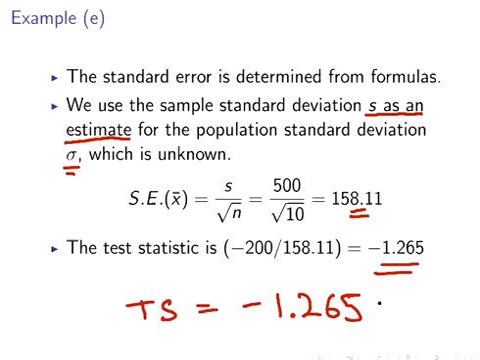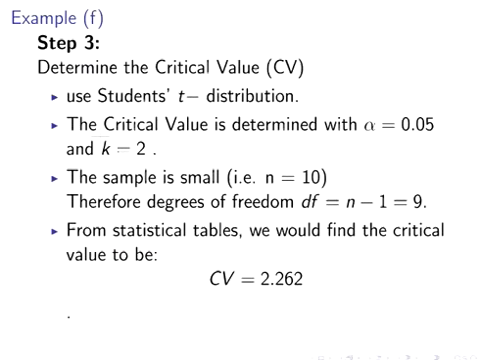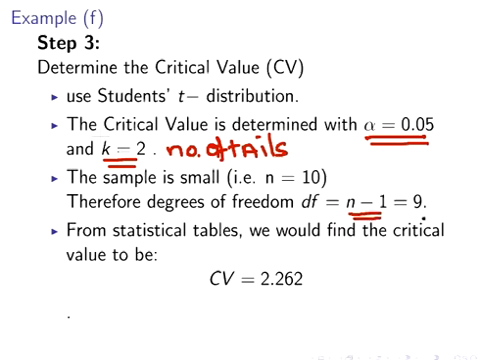Now, sometimes you will get a negative test statistic. That is not really important. Nothing's going wrong if you get a negative test statistic. Now, what we're going to do here is use the student t-distribution. We have a small sample, so we're going to use the student t-distribution. Now, the critical value is determined using the following factors. Alpha is 0.05. Number of tails is 2. It's a small sample, n equals 10, and therefore the degrees of freedom, df, is n minus 1, and in this case it's going to be 9.